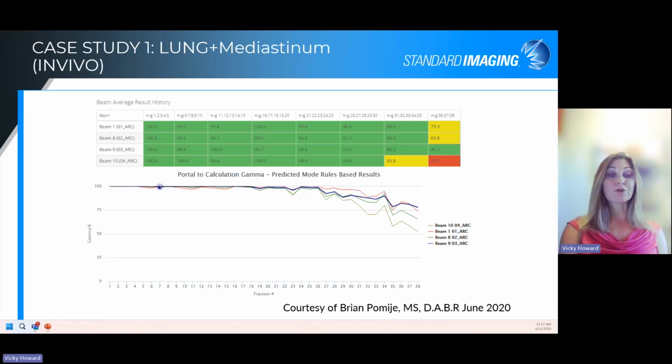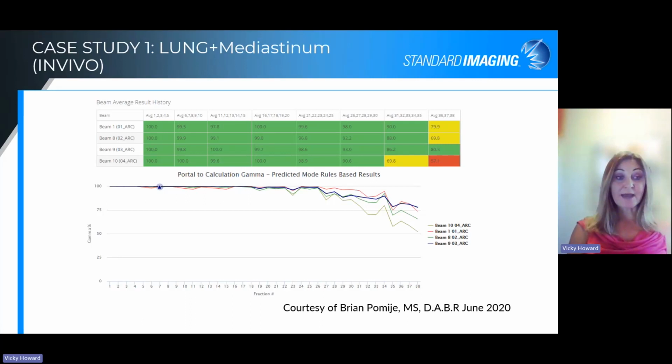And as it progressed more, you can see things trended off more and more. So in this particular case, the patient went back for a new CT and a new adaptive plan was constructed.